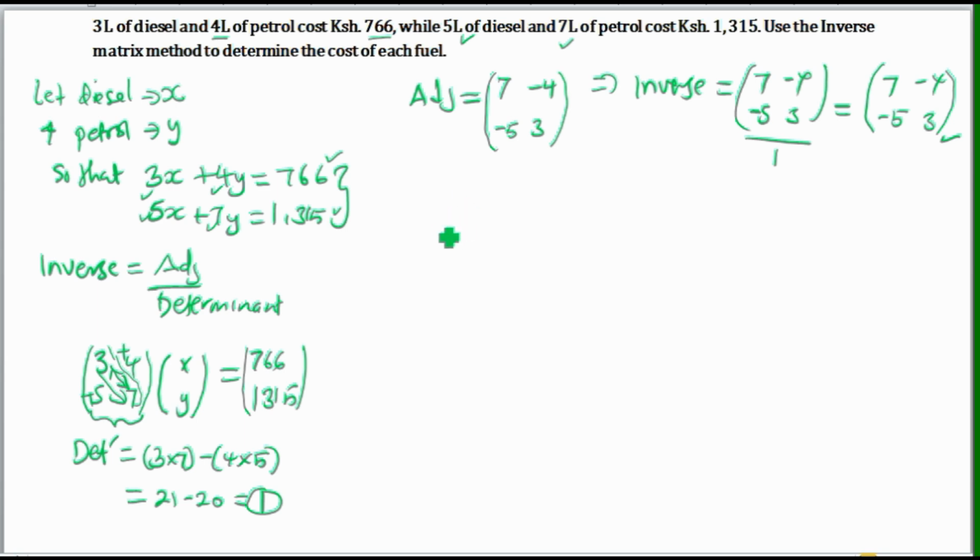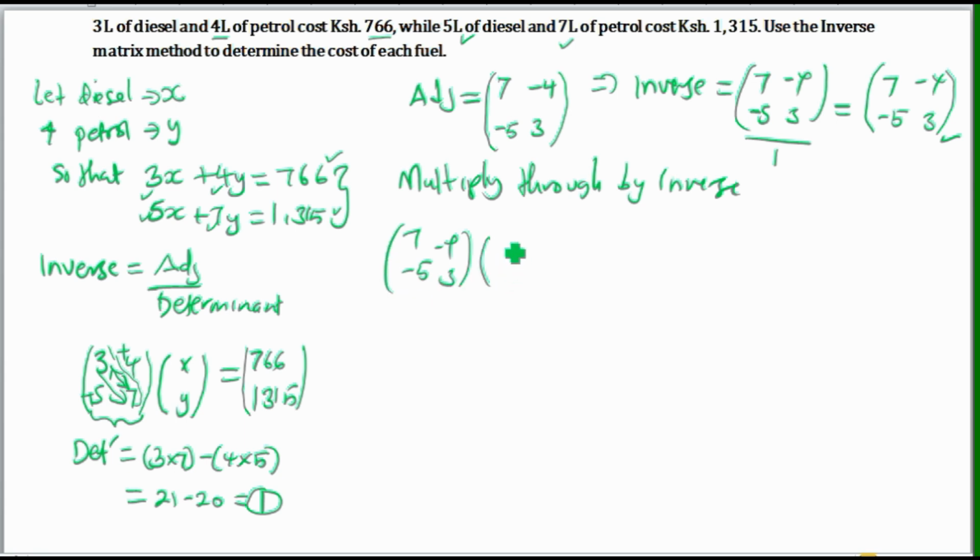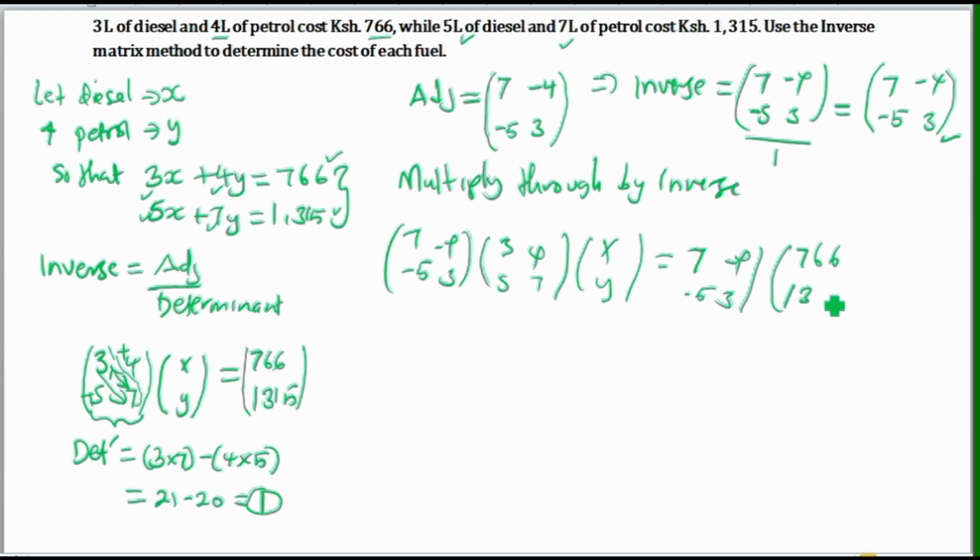Now, using the inverse to get the values of x and y, we shall multiply both sides of the equation by the inverse. That is, take 7, minus 5, minus 4, 3, multiply by 3, 5, 4, 7, multiply by x, y, equals, again, the inverse 7, minus 5, minus 4, 3, multiplied by what is on our right hand side, that is 766 and 1315.